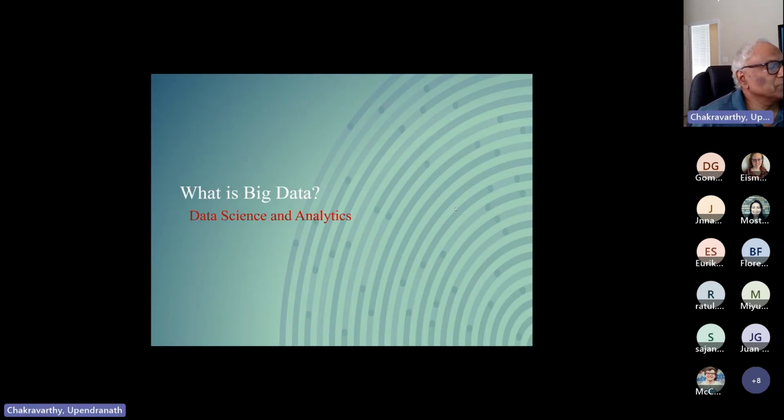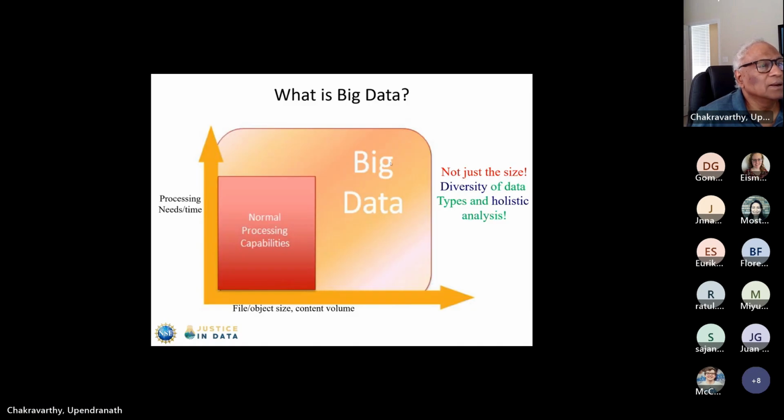So what is big data? An easy way to think is, the size is big, but it's not just the size. In addition to the size, you have diversity of data. And what you're interested in is holistic analysis. So this makes a huge difference. We know how to process individual types. We know how to process an image. We know how to process a graph. We know how to process transactions, but we still are not good at processing all of them together or even mine together to get a result.